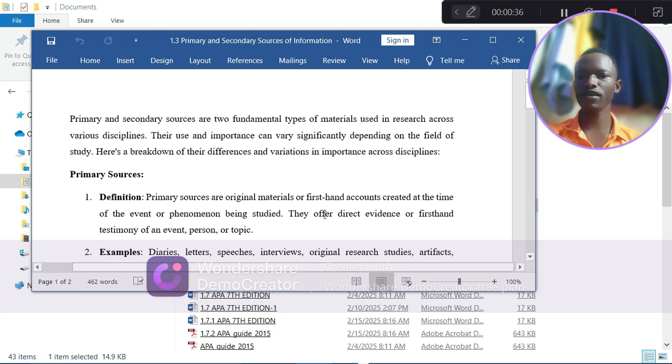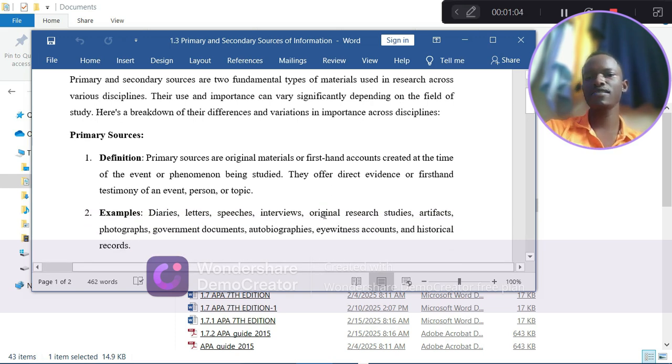So, primary sources of information are original first-hand accounts or evidence directly related to the topic of study, and these sources have not been altered, interpreted, or analyzed by others.